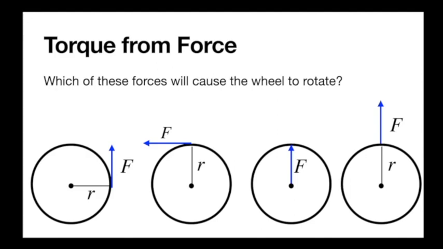Here's just 4 wheels centered on their axis of rotation, and we're applying 4 different forces to them. And we want to see which one of these will cause the wheel to rotate, just from our experience in the real world. So there's one on the left. If I apply this force like this to a wheel, is that wheel going to spin? Yeah. Okay, how about the next one? If I apply that force?